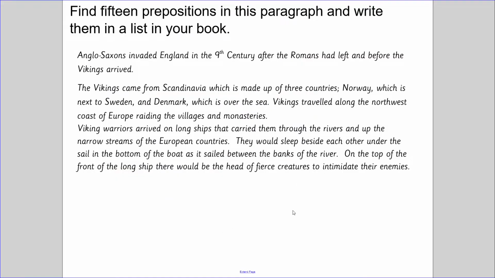So you're going to first of all find 15 prepositions in this paragraph and write them in a list in your book. I am not expecting you to copy out this entire paragraph. All I need you to do is write the list of the 15 prepositions in your book. If you need to, you can rewind the video and look back again at the list of prepositions on the previous screen if you're getting a little bit stuck. That might help you out. So I'd like you to pause. When you finish that, carry on.